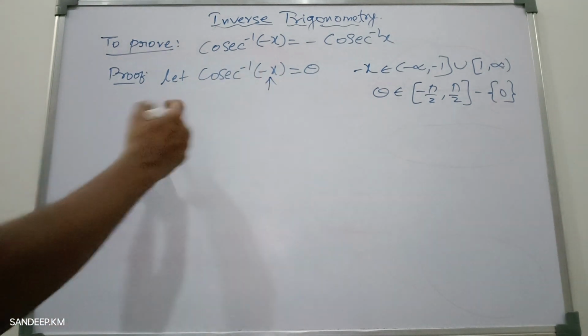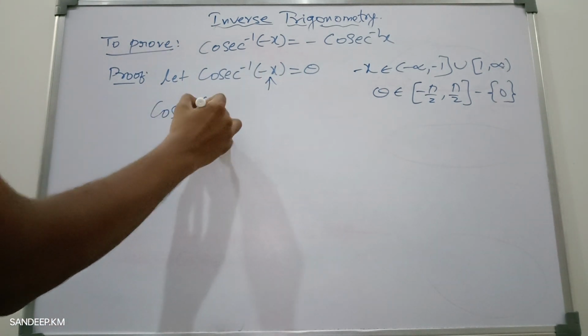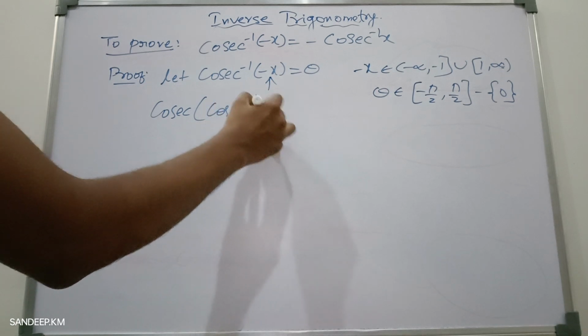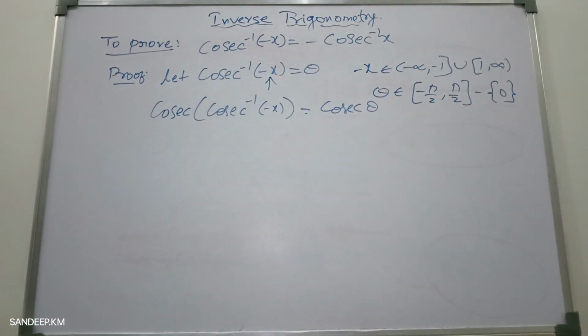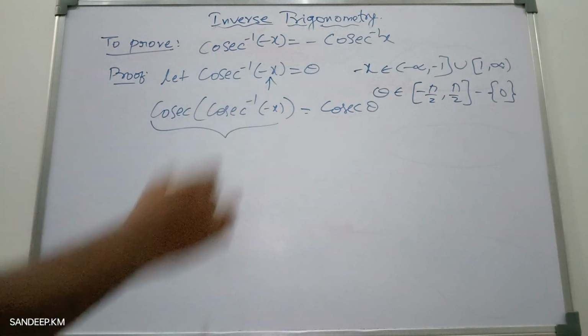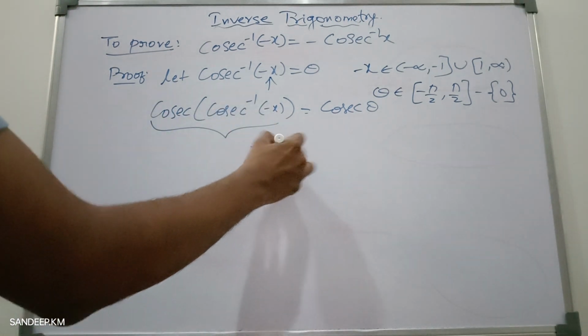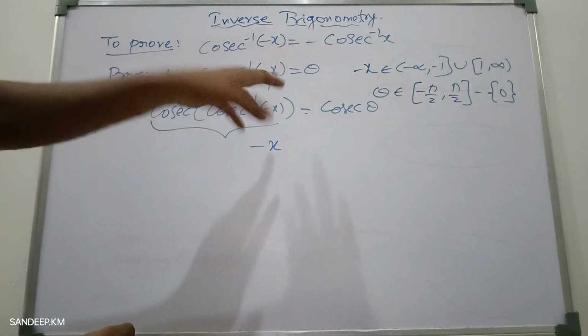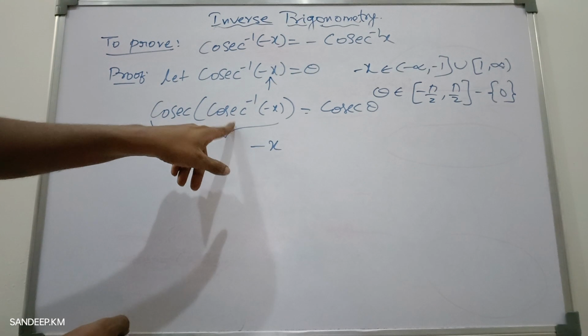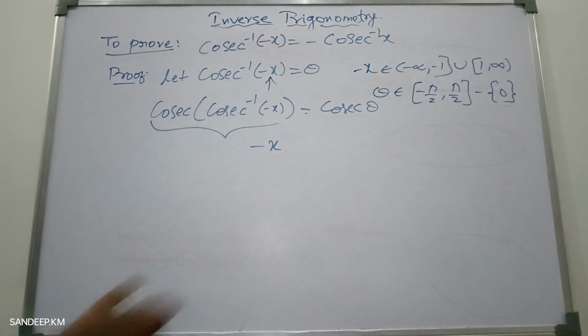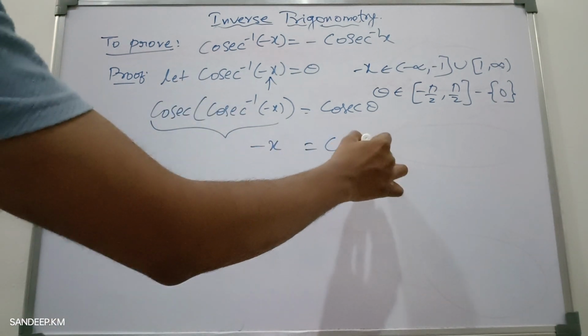If I apply cosec on both sides, cosec of cosec inverse minus x is equal to cosec theta. I have applied. Then according to theorem 1, cosec of cosec inverse minus x is equal to minus x. Why? Because minus x is in the domain of cosecant inverse function. You got it? Minus x is equal to cosec theta.